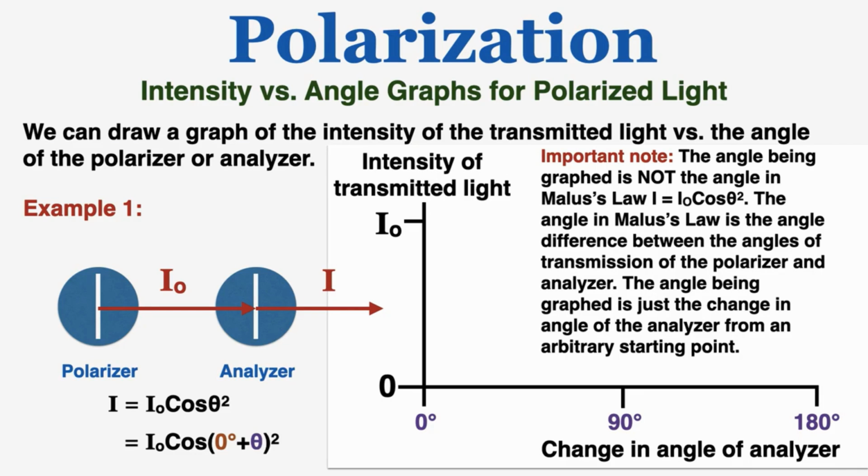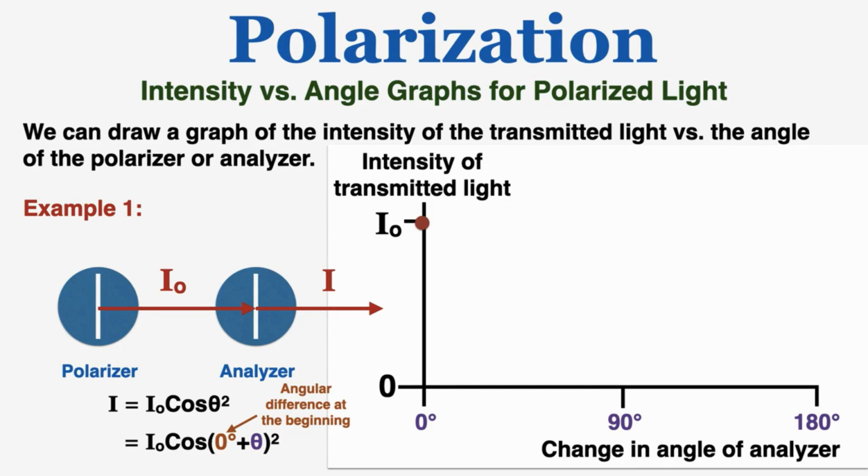And I'm going to rewrite that as the original intensity times cosine of this specific angle formula squared. I can see that the polarizer and analyzer are starting with no angular difference, and then the additional angle between them will just be any change I make in the angle of the analyzer. So purple theta there represents the change in angle of the analyzer. And the analyzer is starting at 0 degrees, and the original angle between the analyzer and polarizer is also 0 degrees. So this is starting at the value of I naught times cosine of 0 squared.